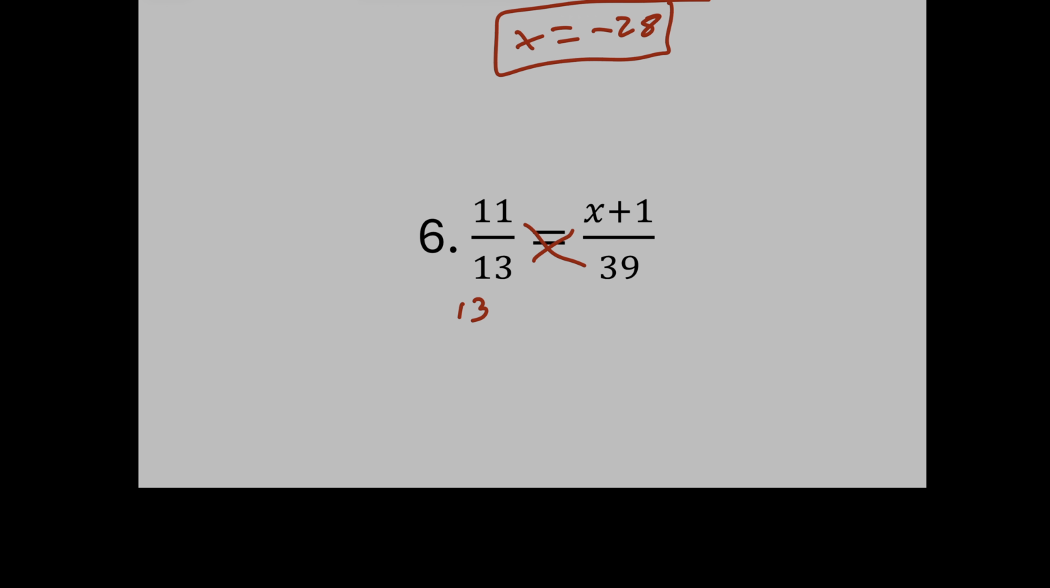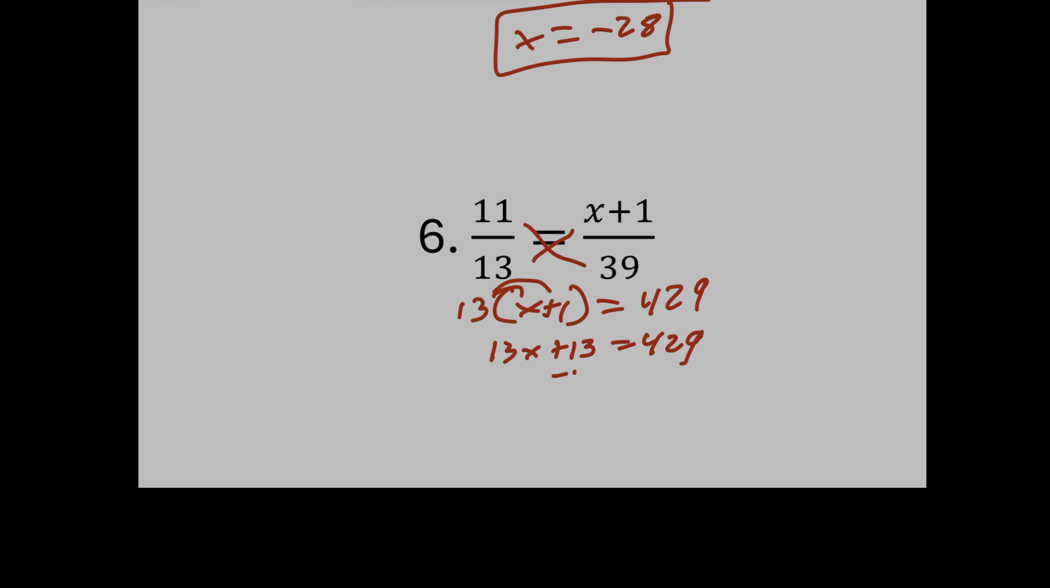Here we go. 13 times x plus 1 equals, I don't want to do 39 times 11. So I'm just going to use my little calculator, which is okay, which is 429. Wow, that's fun. Now I'm going to distribute through. This is a distributive property problem. Make sure you do it to both. That's why I have the plus 13.